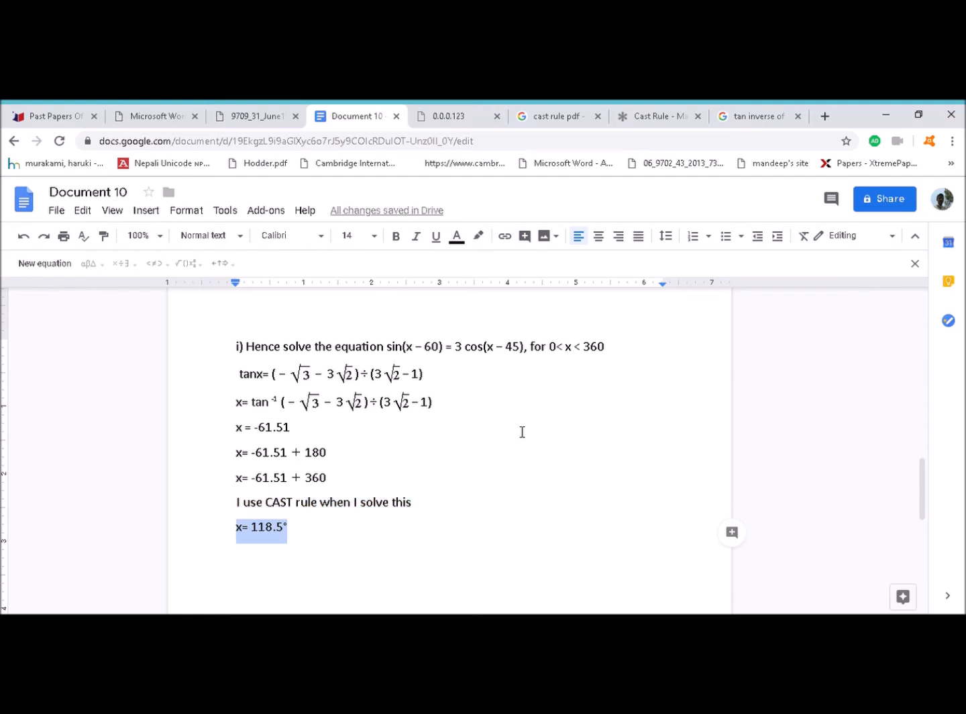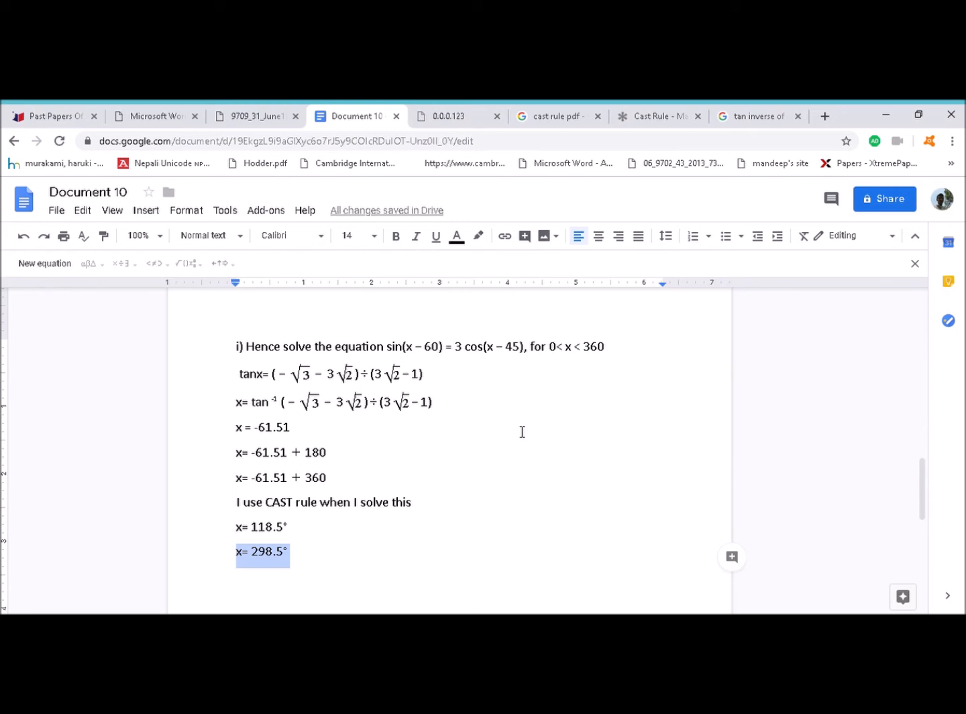So it will be 118.5 degrees, and again I use 180 times 2, so 360 is the multiple of 180, so 360 minus 61.51, which will be 298.5. I also could use 180 times 3 minus 61.5, but we have to get the value between 0 to 360. So minus 61.5 does not lie between 0 to 360, so I cannot use that. So what we have to use is 118.5 and 298.5.